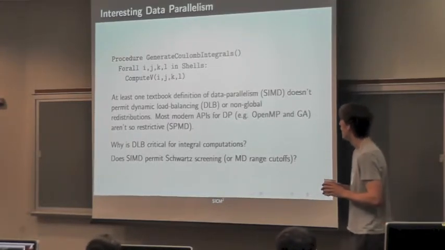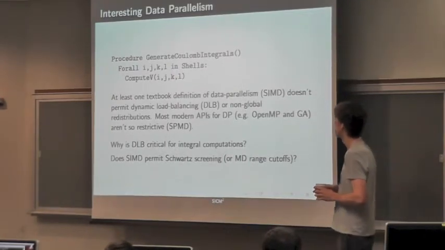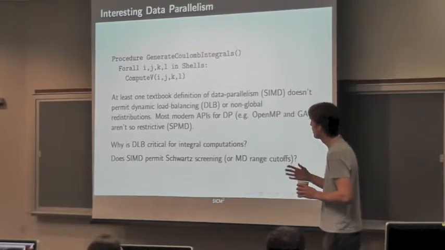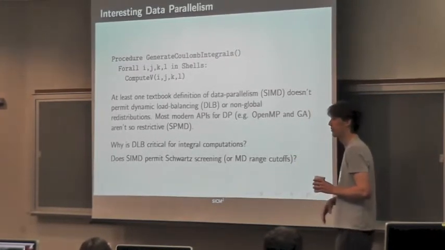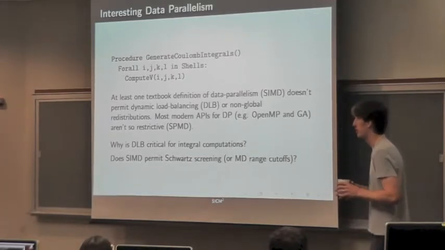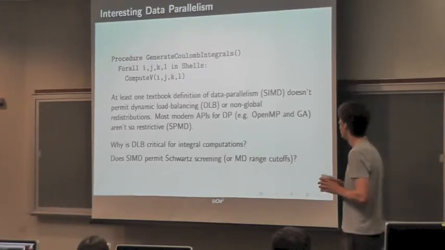But anyway. If you're a quantum person, I hope you know something about this: generate all the Coulomb integrals for IJKL in the shells, compute the 2-electron integral. I'm sorry, I butchered that. I was trying to write it in some sort of fancy ALGOL-style notation or whatever.